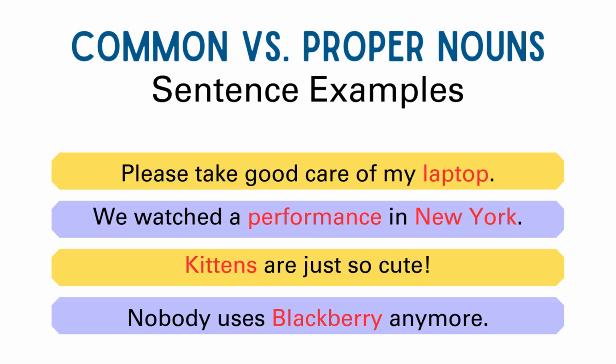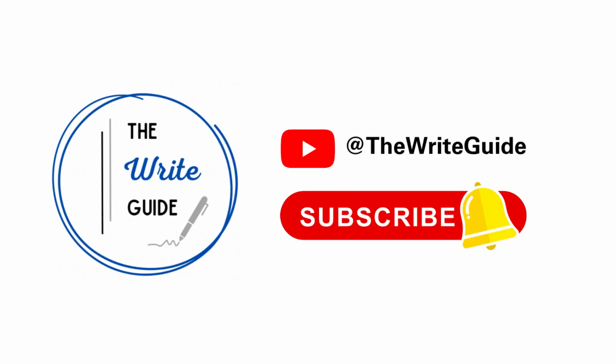Let us now see how common and proper nouns are used in sentences. Look at the second sentence. We watched a performance in New York. Performance is a common noun, while New York is capitalized because it is a proper noun. Moving on to the third sentence. Kittens are so cute. The word kittens is actually a common noun, but since it is at the beginning of the sentence, it has to be written with a capital letter. I hope everything's clear about common and proper nouns now.